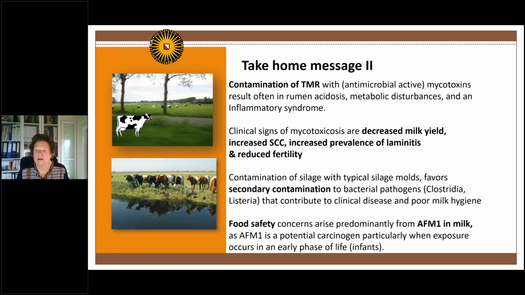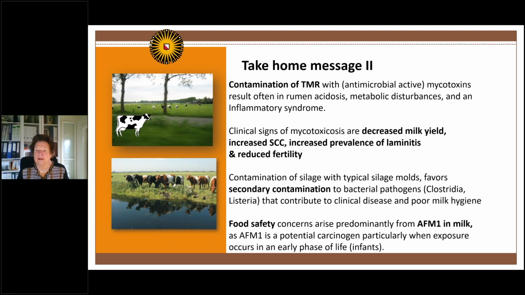The GIT contains these antimicrobial active substances, resulting finally in the clinical syndrome of rumen acidosis, metabolic disturbances, and an inflammatory syndrome. Clinical signs of mycotoxins here are decreased milk yield, increased somatic cell counts, a higher prevalence of laminitis, and poor reproductive performance.